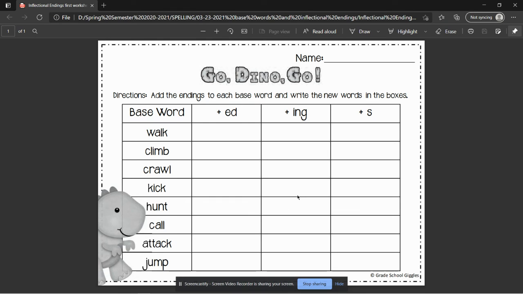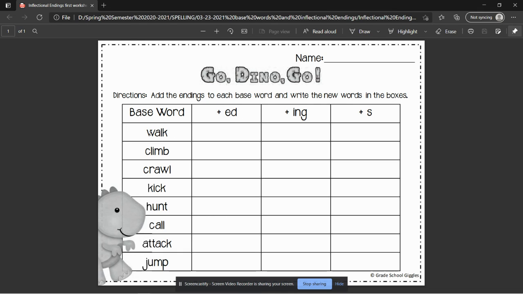There you go. So you have two pages just like this, and you have the base word, you have ed, ing, and the letter s, right? So look over here. It says directions. Add the endings to each base word and write the new words in the boxes. So this is the base word walk. If you were to add ed at the end of the word, how would this look like? Walked, right?